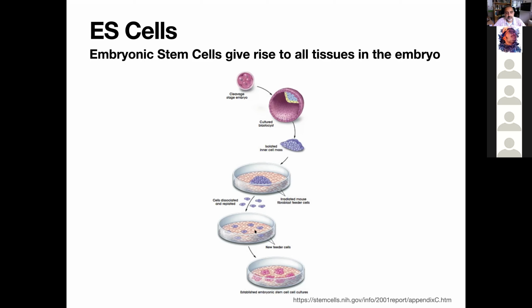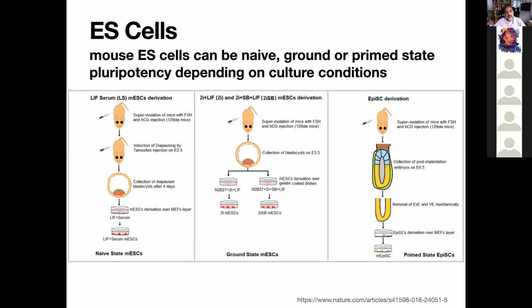As you know, there's a media layer on top of this. The media composition is actually what's important for this propagation of the embryonic stem cells, and I'm going to talk about the media composition a little bit, with a particular point. Mouse ES cells, depending on when they're gathered and how they're cultured, can have three different types of pluripotency. They can be naive, ground, or primed state pluripotency.